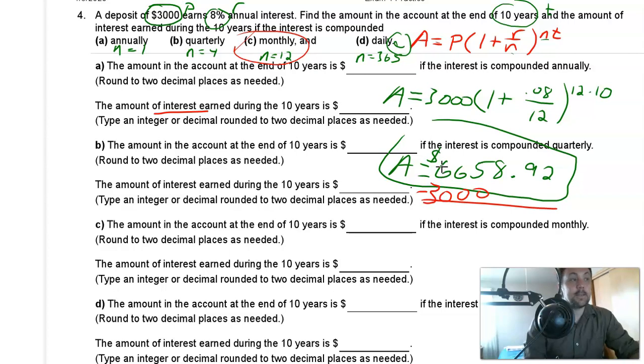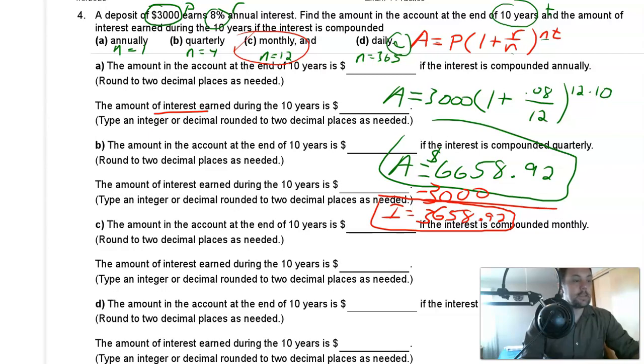And so that's how you find the interest. You subtract 3,000 in this case. Whatever you started with, that's what you subtract. And so we'll get $3,658.92 as our interest. All right. And that's how you'll do parts A, B, and D as well. It's just the value of n will be different each time.